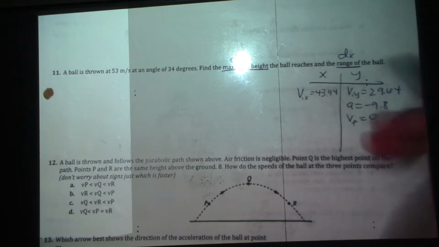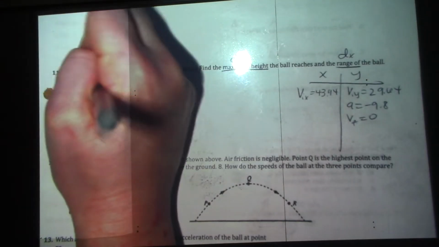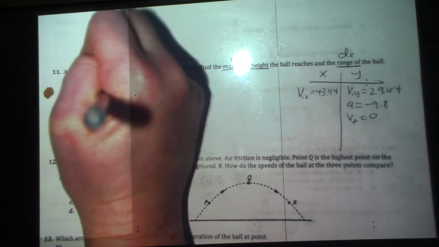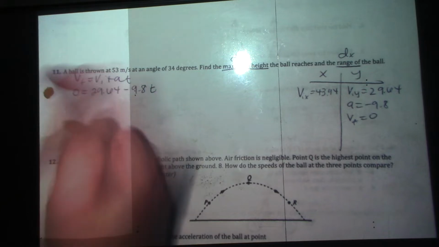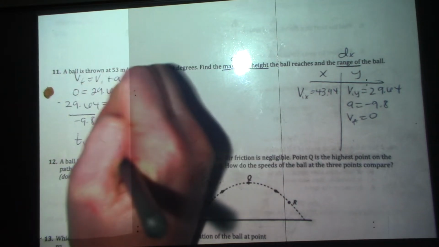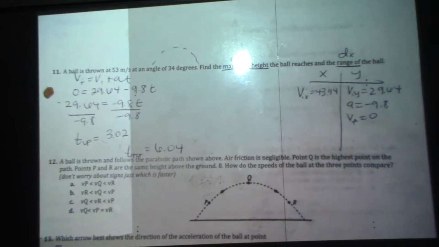First, let's find time. So I know for y, I have VI, VF, and I'm looking for t, so that's that first equation. VF equals 0, VI is 29.64, acceleration is negative 9.8, t. I'm going to subtract this over, and that gives me negative 9.8 t divided by negative 9.8, and that gives me my t up is 3.02 seconds. And then to find t total, because we are talking about an angled projectile that goes up and down, I would just double, so that would give me t total 6.04.